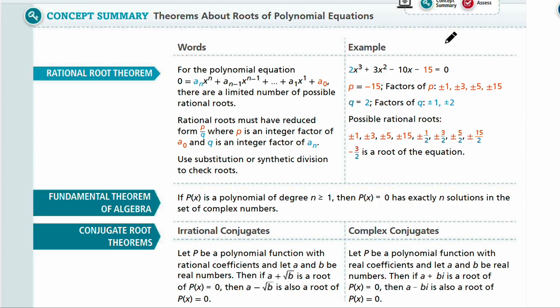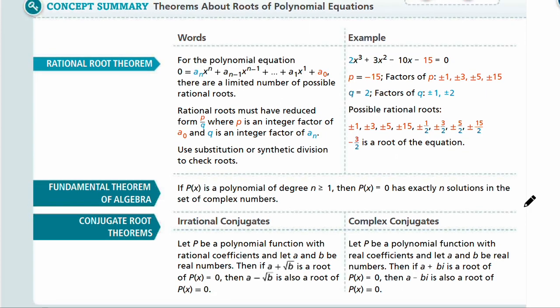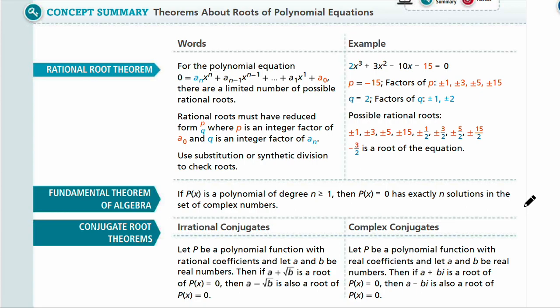So this is an example. And then we looked at the fundamental theorem of algebra, which basically says that there are exactly n solutions in the set of complex numbers. So whether real or imaginary, the number of roots should equal the degree of the function. And lastly, the conjugate root theorems, where you had irrational conjugates and complex conjugates, but you need to have the conjugates if we have any irrational or complex numbers as roots. They come as a pair.